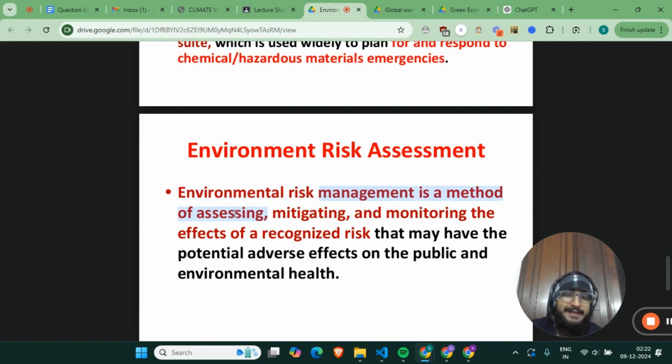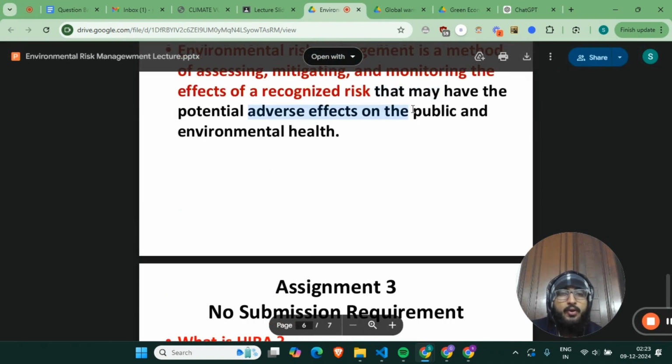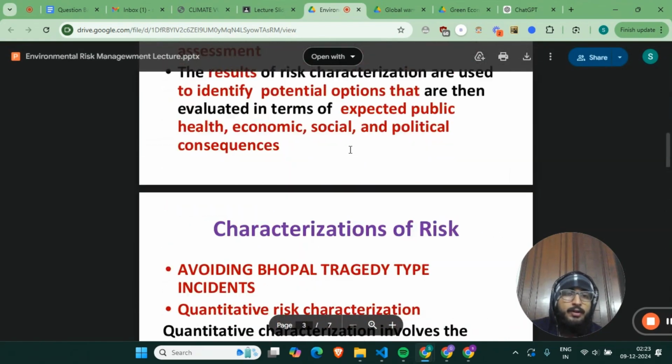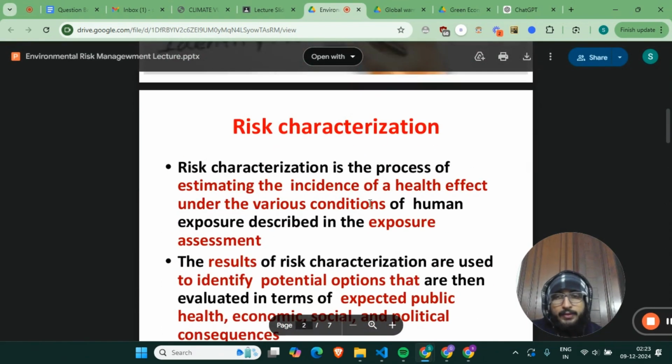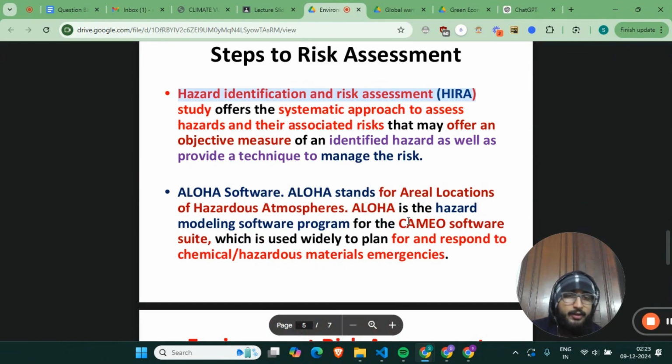Now, environmental risk assessment is a method of assessing, mitigating, and monitoring the effects of a recognized risk that may have potential adverse effects on the public and environmental health. So HERA and ALOHA are two important points in this presentation. HERA is hazard identification and risk assessment, and ALOHA is areal locations of hazardous atmospheres. And that's it about this lecture.